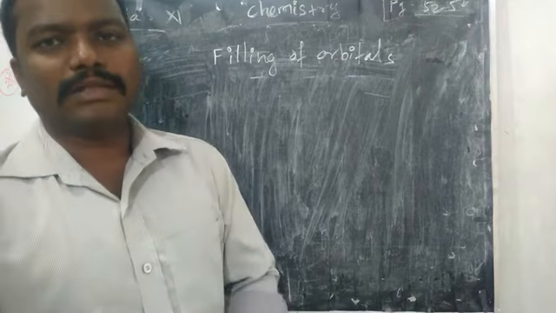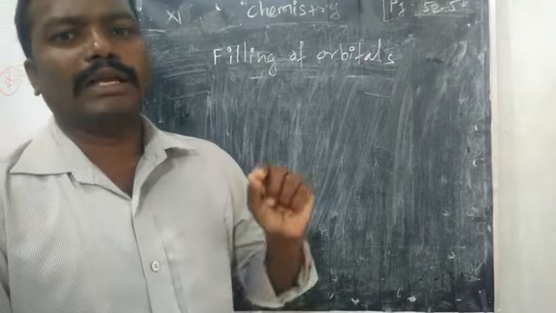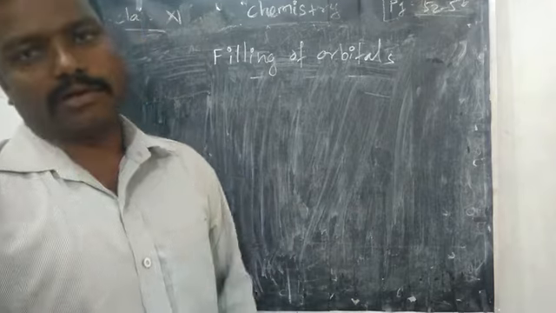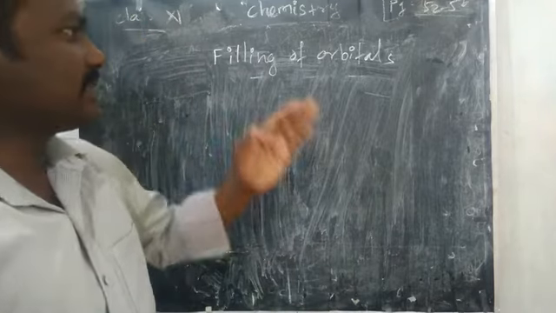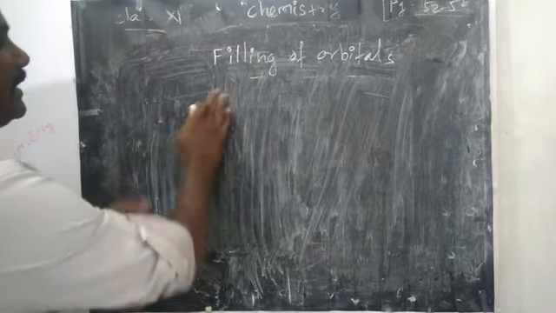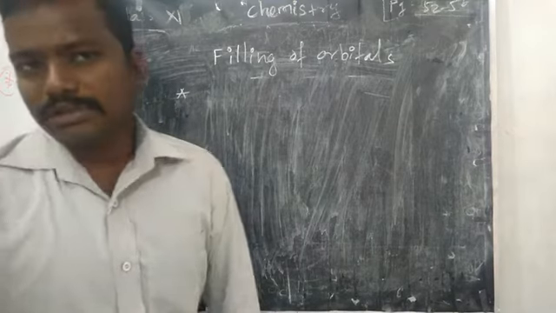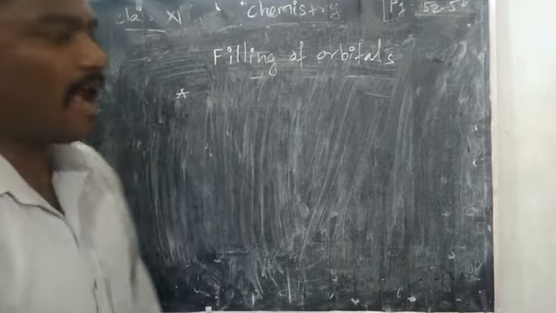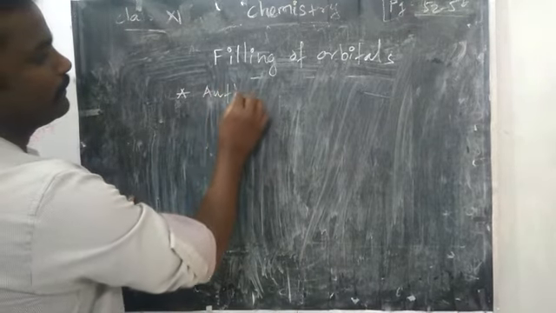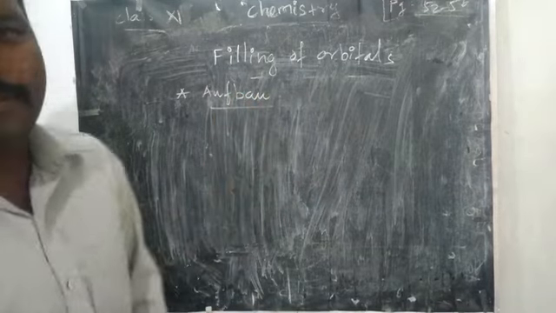For that we need to learn three rules to follow for filling of electrons. So filling of orbitals means we are going to fill the electrons in the orbitals by using three rules. Already I told. First one is Aufbau principle. So what do you mean by Aufbau principle?